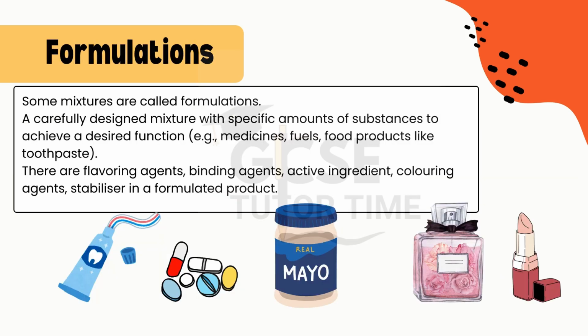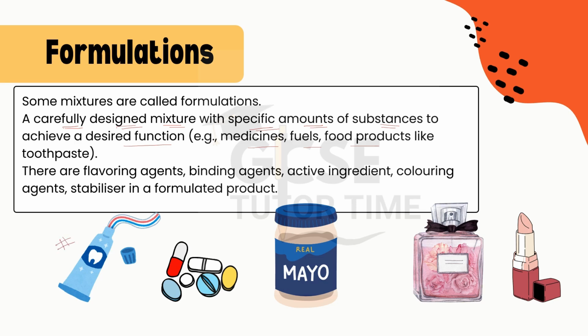Now comes formulations. Some mixtures are called formulations. But what are formulations? Formulations are carefully designed mixtures with specific amounts of substances to achieve a desired function. For example, medicines, fuels, food products like toothpaste. There are flavoring agents, binding agents, active ingredients, coloring agents, and stabilizers in a formulated product.